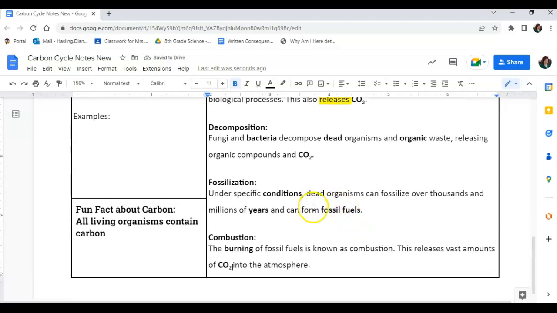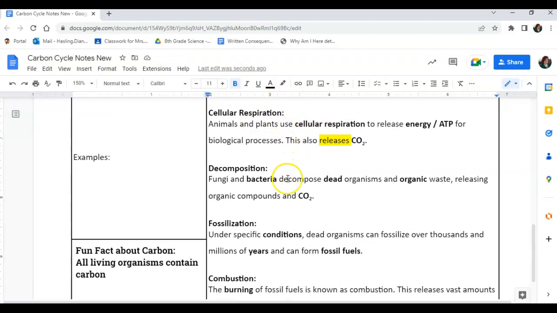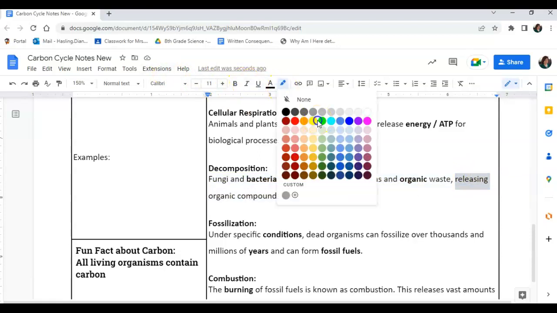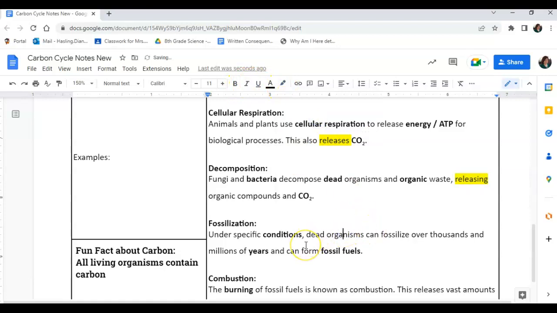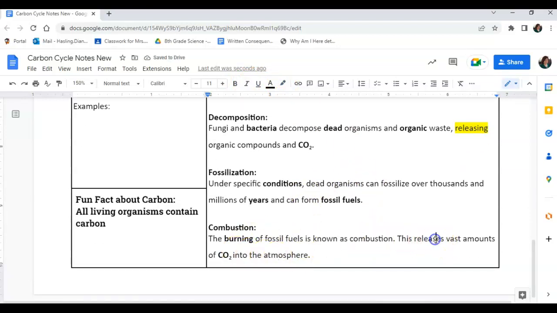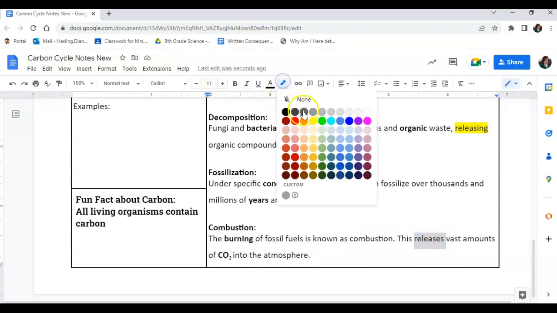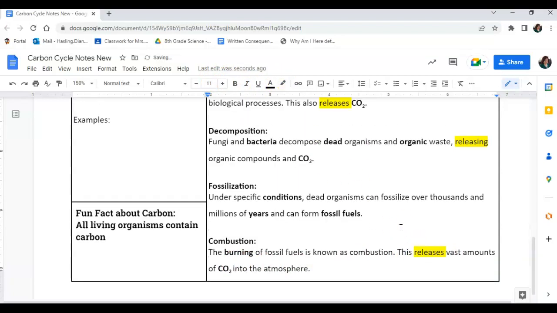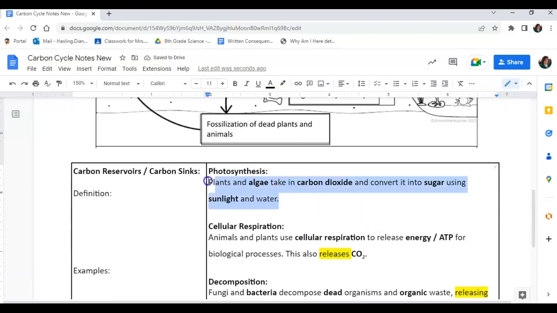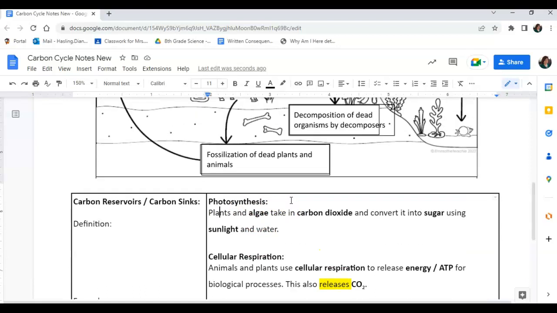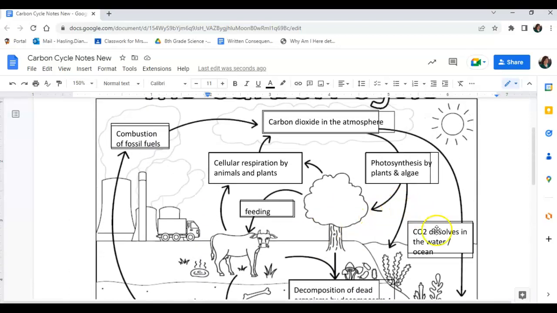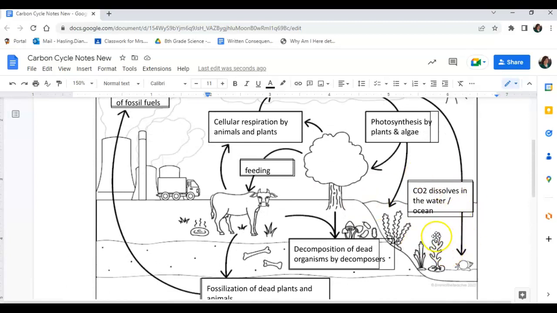So we've got releases up here, cellular respiration. We've got releasing more CO2 here. And at the bottom we have releases again. So we have three ways that we're releasing carbon dioxide, and really only one way that we're removing it. Okay, so photosynthesis is the only actual process that we have to remove excess carbon dioxide. We know that the CO2 dissolves in water, but then all of it can go there.